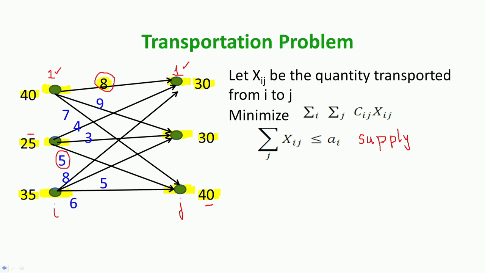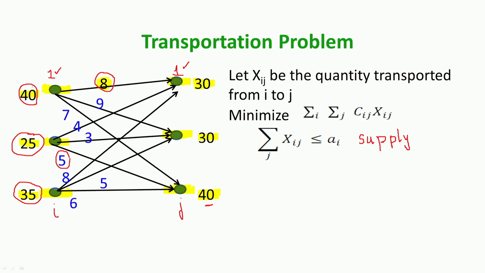So, Ai are the supply quantities that are available. A1 is 40, A2 is 25 and A3 is 35. So, what does this constraint tell us? Summed over j, Xij is less than or equal to Ai.